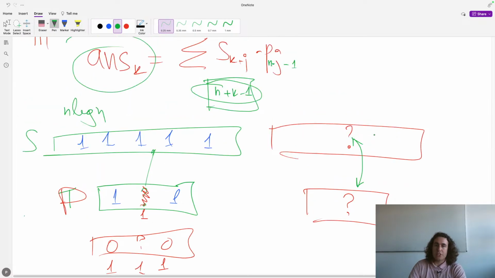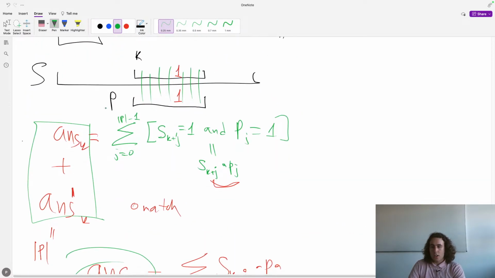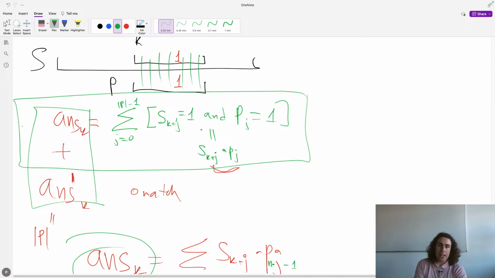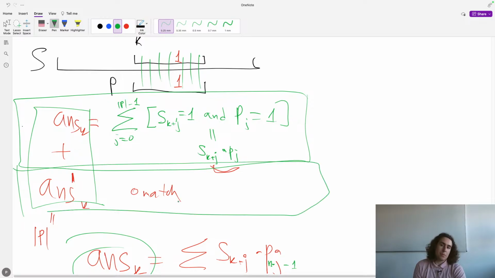Yes, I counted matching zeros into account. I guess I didn't draw it. So answer K gave us the number of matching ones. Answer prime K gave us the number of matching zeros. We just flipped the strings, right? We replaced all the zeros with ones, all the ones with zeros, multiplied.